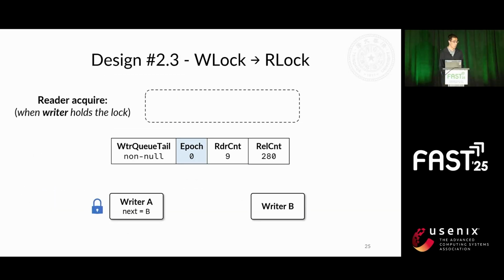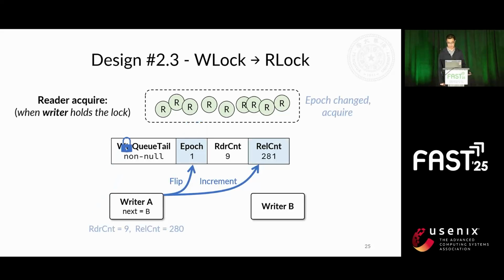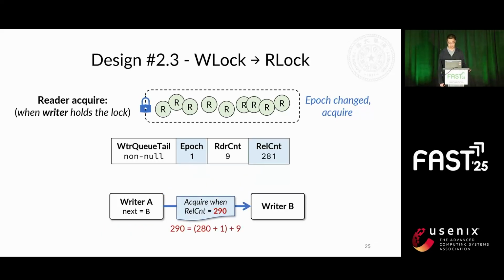As a result, when a writer is holding the lock, we let readers spin wait on the epoch field. When the writer releases the lock, it also atomically reads the number of readers and the release counter, and it changes the current epoch to pass the lock to readers. Now the situation for the next writer is similar to what we have discussed before.